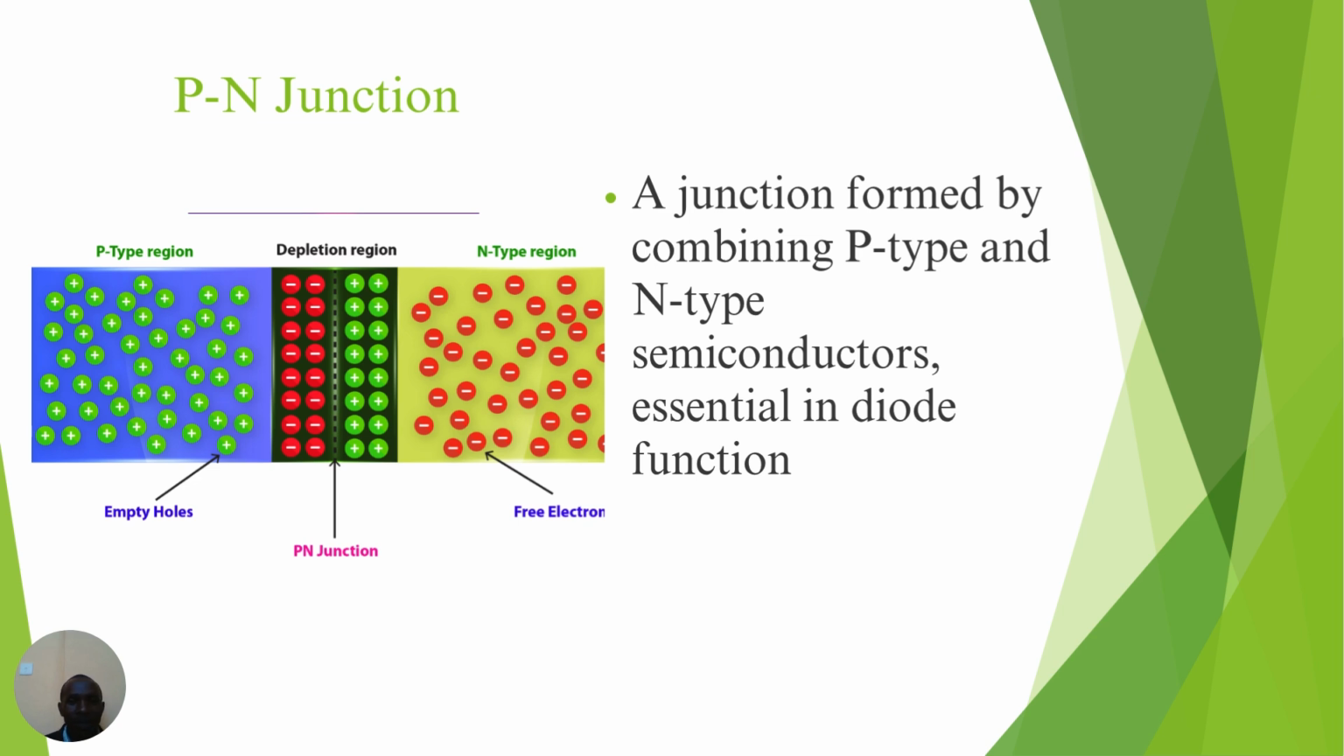What's a PN junction? A PN junction is formed by combining two types of semiconductors. We have the P-type semiconductor and the N-type semiconductor. When you combine those two semiconductors, that's when you get a PN junction. So when you take one semiconductor which is P type and another which is N type, you'll get a PN junction.